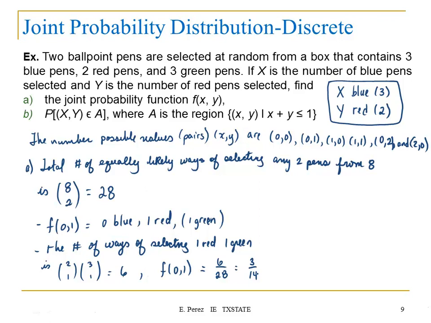So you're dividing the number of combinations that you can have for the specific result by the total number of combinations that we found here. And that will be the probability of that event to happen. We can repeat this process for each of the pairs: 0, 0; 0, 1; 1, 0; 1, 1; 0, 2; 2, 0. But I think you can basically understand what we're trying to do.